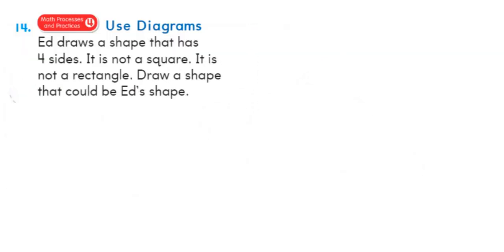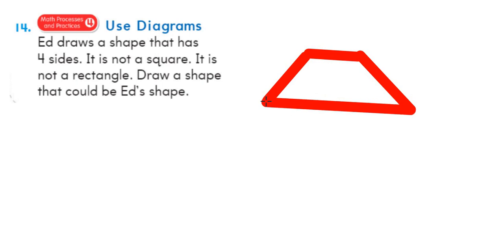Ed draws a shape that has 4 sides. It's not a square. It's not a rectangle. Draw a shape that could be Ed's shape. And if you have a paper and pencil, do that and see if yours ends up looking like mine. 4 sides. 1, 2, 3, 4. Okay. You could have drawn any shape that had 4 sides and it would have been correct.